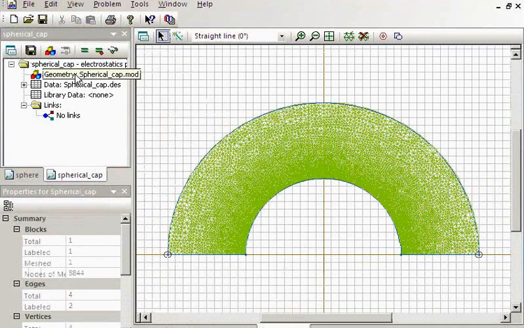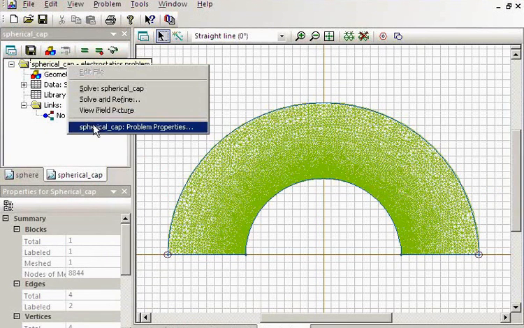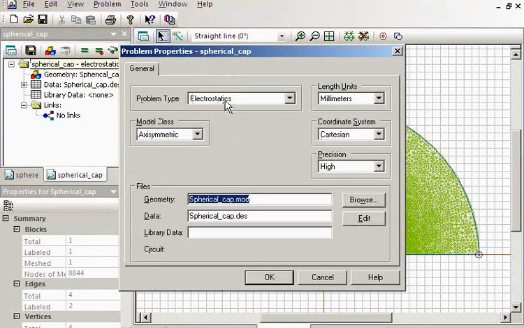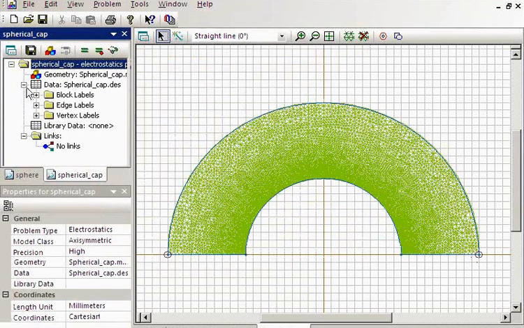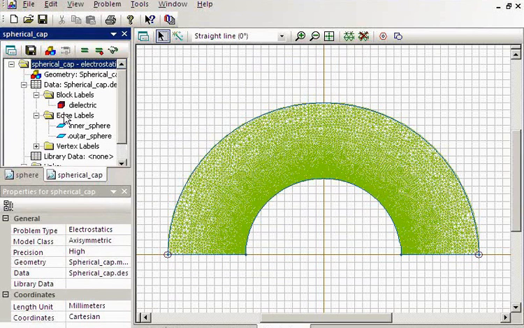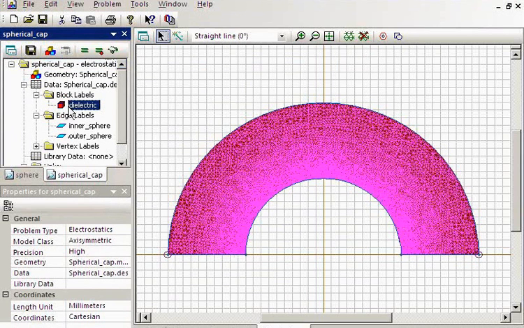Now this is my simulation problem of the spherical capacitor. The problem type is electrostatics. The model class is axisymmetric. The axis of rotation is a horizontal one. There is a dielectric media between the spheres.